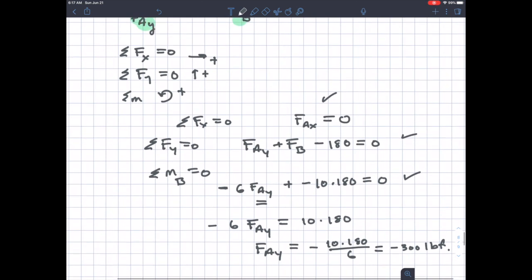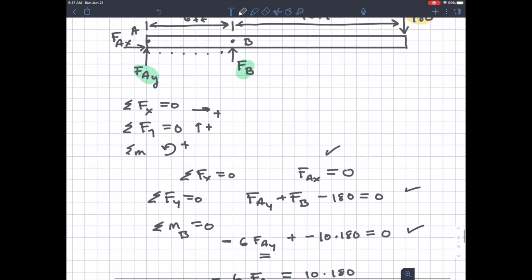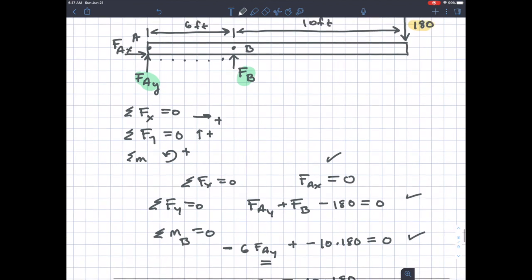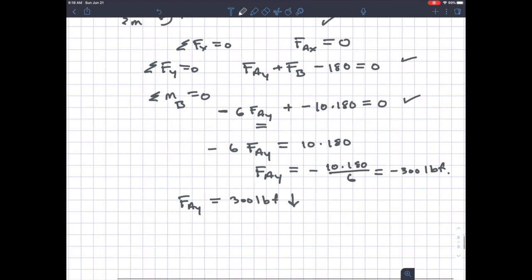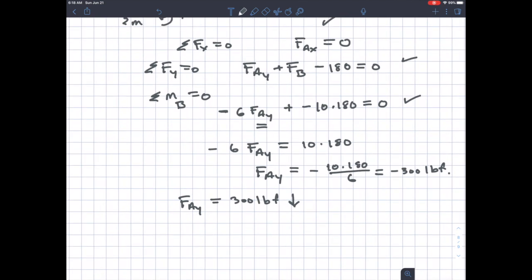Okay, so what's the significance of the minus sign? Well, we had said the reaction force, we'd drawn it in a direction. I just drew it up. I didn't really think much about it. I just drew it in the up direction. So that means FAY actually is 300 pound force working in the down direction. All right, so once I know that, I can go back and I look at this equation.